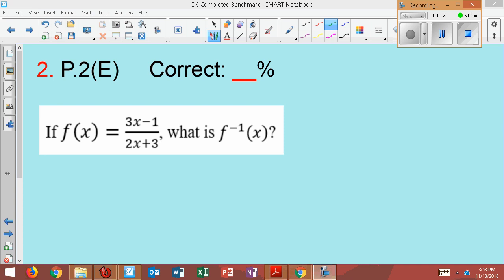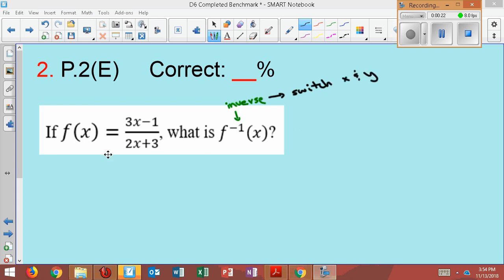If f of x equals (3x minus 1) over (2x plus 3), what is f negative 1 of x, which means the inverse of x? That's what this refers to. What is the inverse? Now, if you remember, the key to an inverse is that inverse means we need to switch x and y.